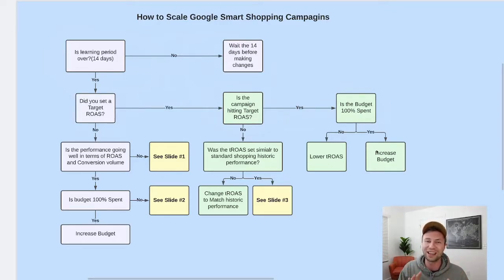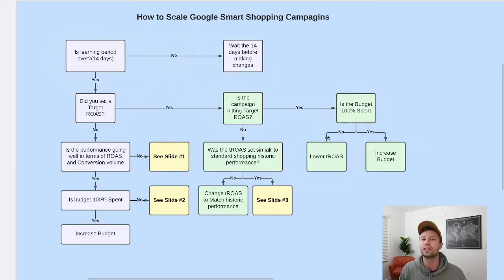Now, I can tell you most of the time it's not as easy as that, or that's like the easy path, right? Because you're hitting your target ROAS and the budget's not being spent, so you can just increase it. But a lot of times it comes down to, is your budget being 100% spent? And the answer is actually no. So if the answer to that question is no, then you actually need to lower your target ROAS.